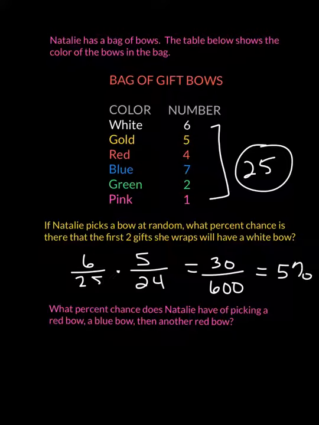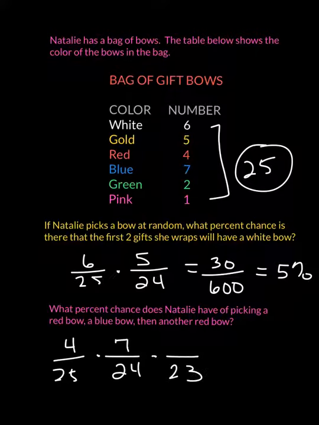Now the same thing in our next scenario says what % chance does Natalie have of picking a red bow, a blue bow, and then another red bow? So again, red there are 4 out of 25. And then there are 24 bows left. And a blue bow we have 7. Now we go to pick another bow. Now there's only 23 left in the bag. And now we have to go back to a red bow. There were a total of 4. I have already picked 1. So I have 3 left to choose from for red.